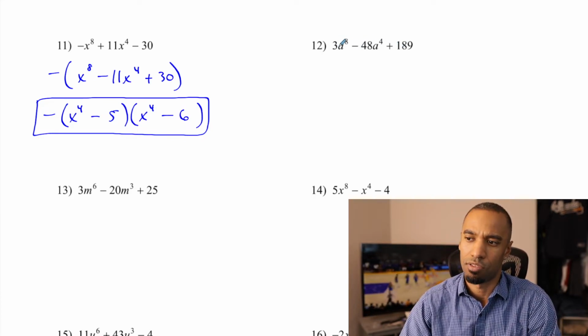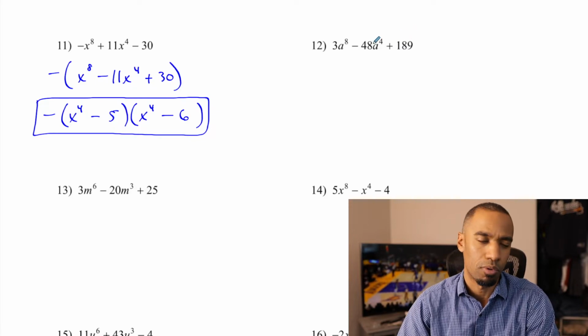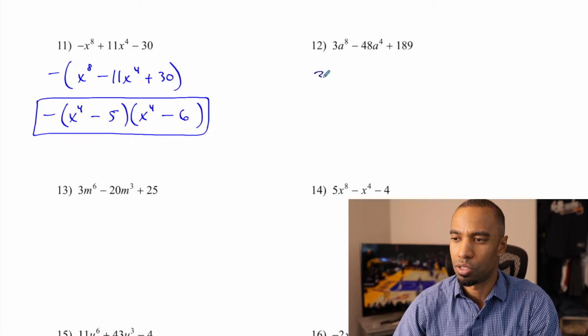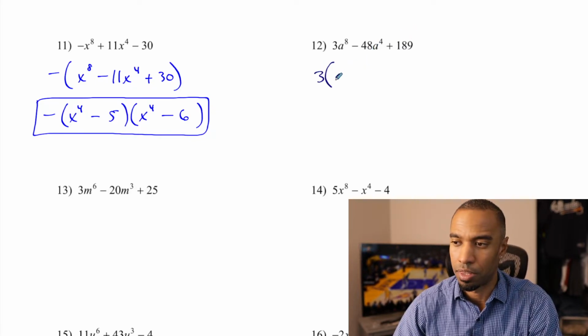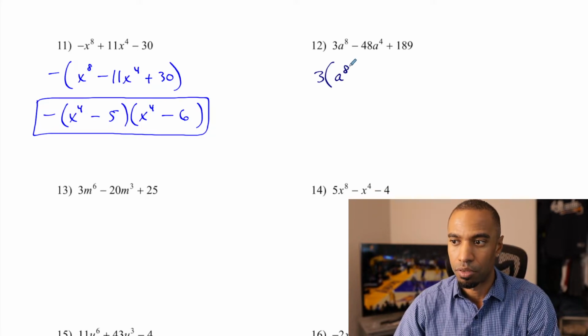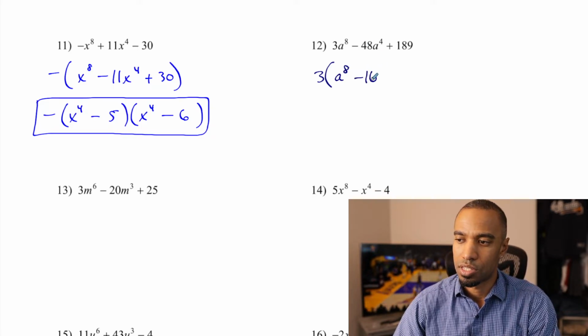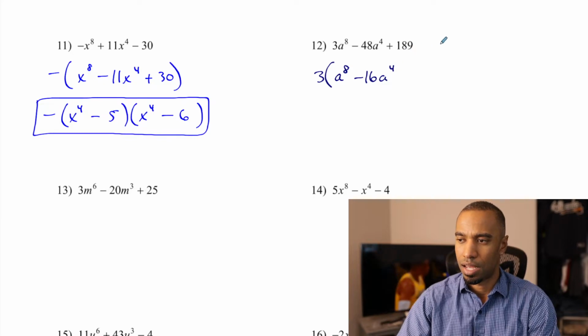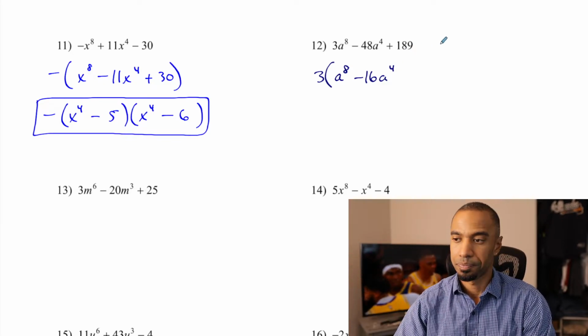I believe that I can factor a 3 out of here. If not, I'm in trouble with the 189. That number probably gets a little too large for me to love playing with. So this time, actually factor out the 3. 48 divided by 3 is 16, and 189 divided by 3 is 63.